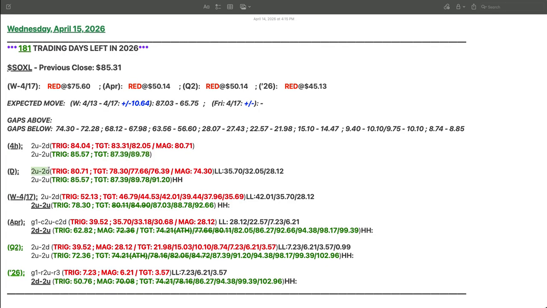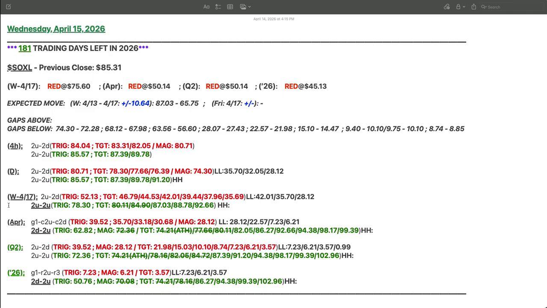On the day chart, we could get a 2 up, 2 down if we go below previous day low, which is 80.71. And the magnitude for the 2 up, 2 down is 74.30. Again, pretty big move in the face of an uptrend. So we've got some intermediate targets listed here for you as well, where price can either bounce or stop and start going sideways. But if we do continue to the upside, again, it's a 2 up continuation, triggering 85.57, targeting 87.39, 89.78, and 91.20.